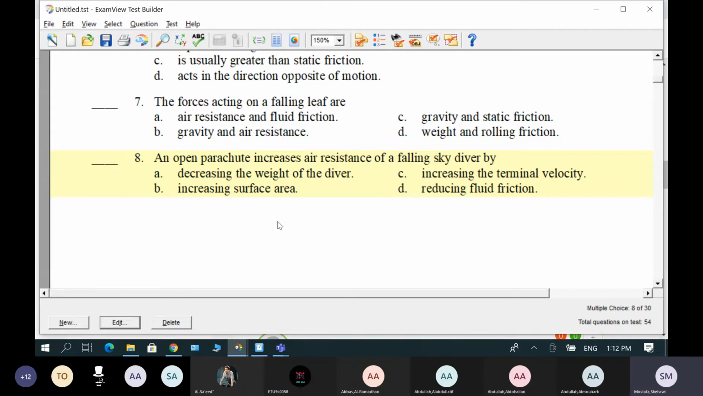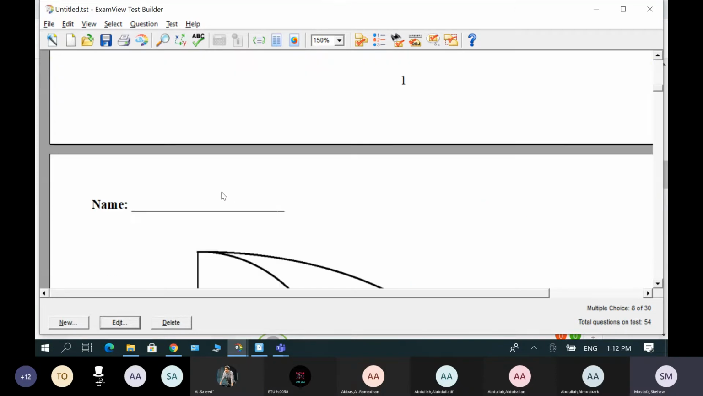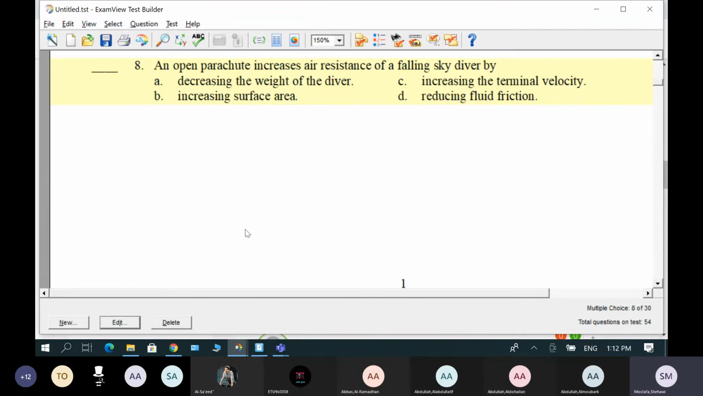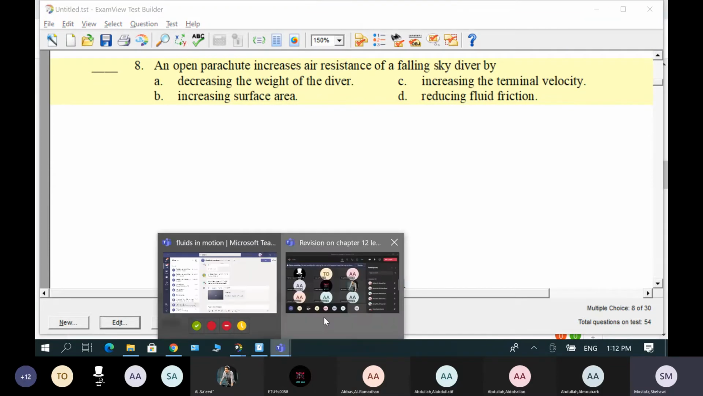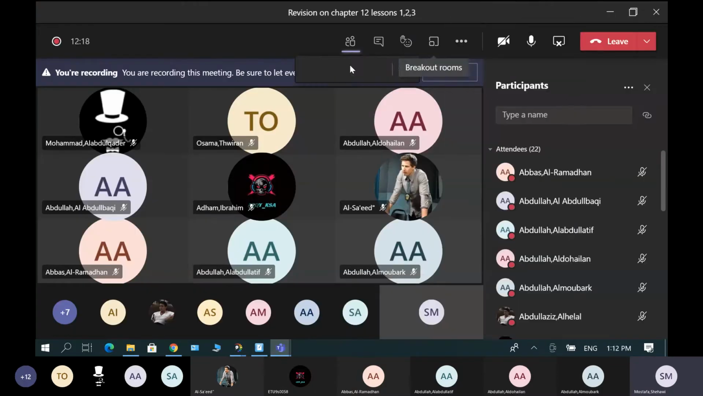Yes, increasing surface area. So the answer is B, increasing surface area. This is the answer. Let me check.